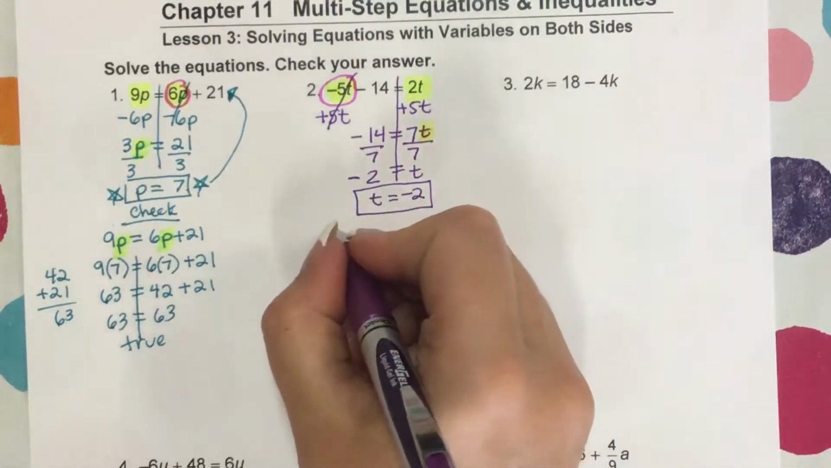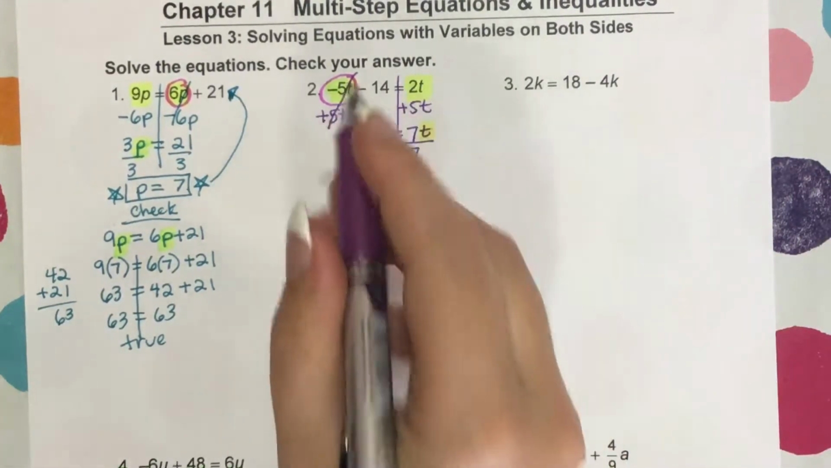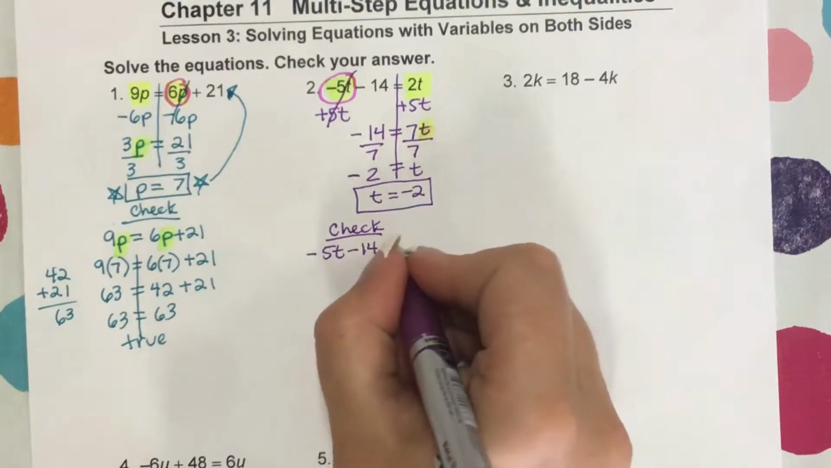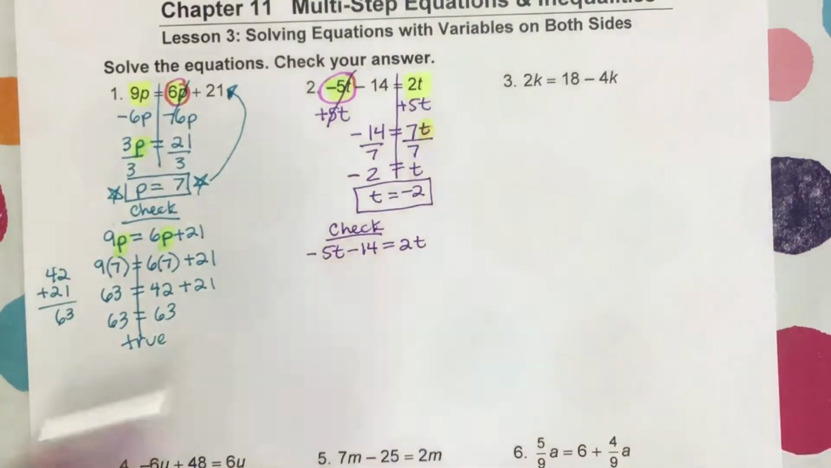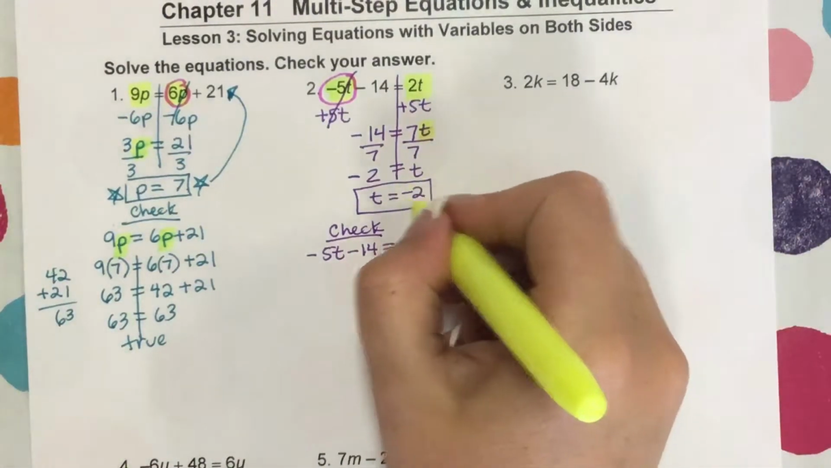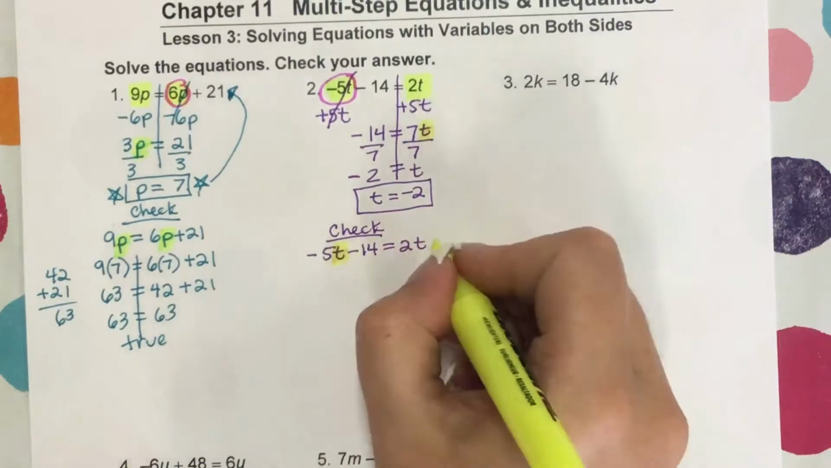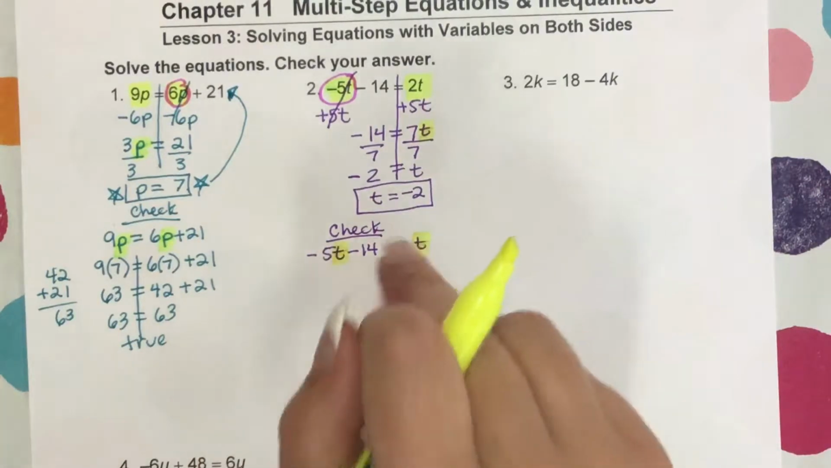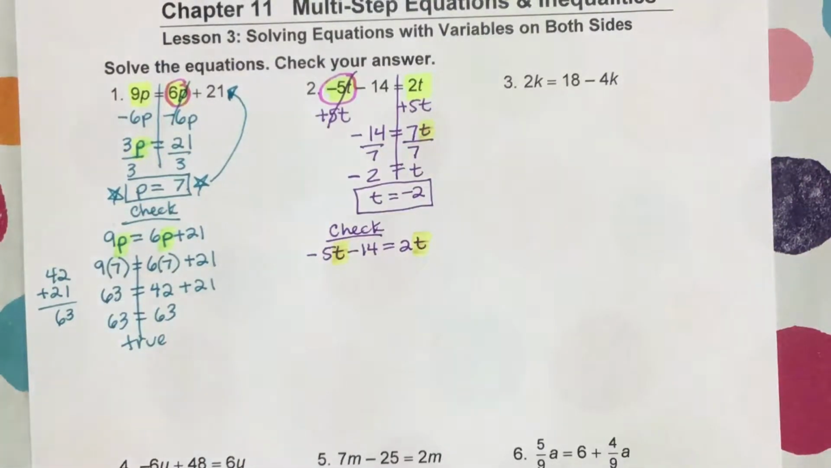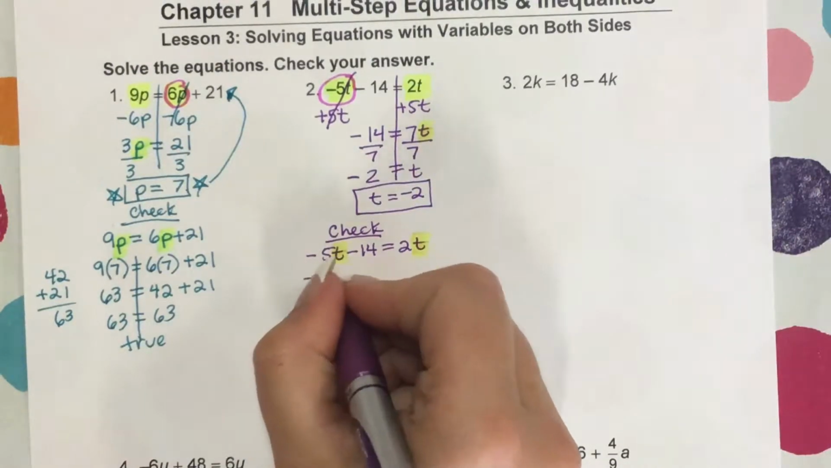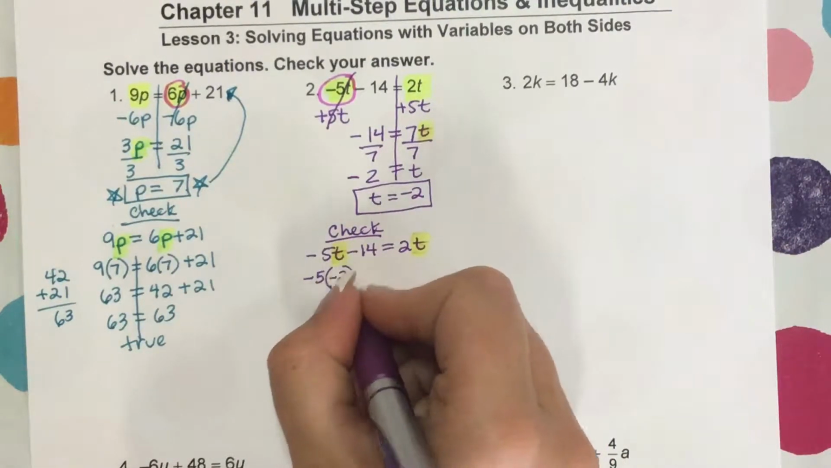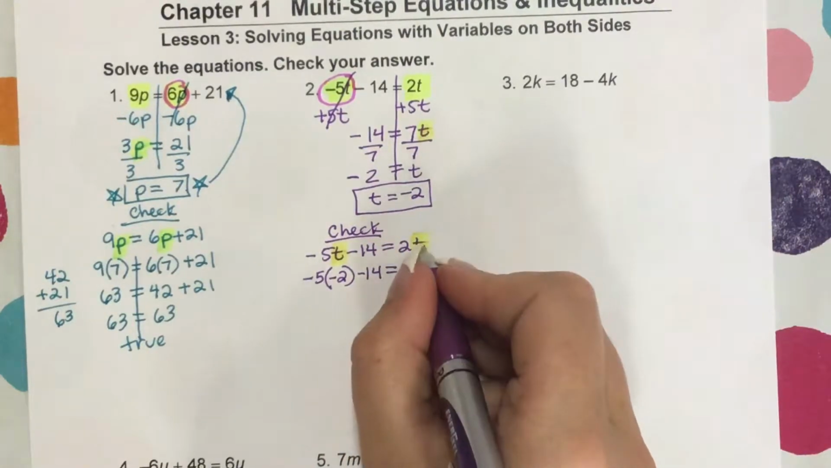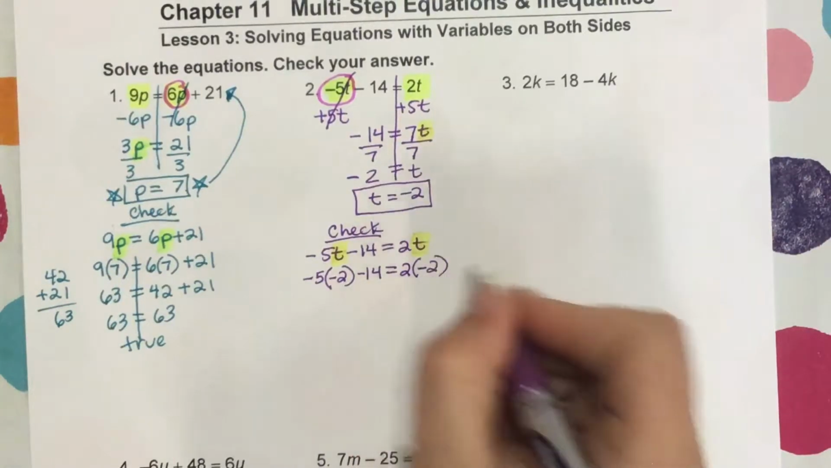Now we're going to do the check. Okay, so I'm going to write the original equation. Negative 5t minus 14 equals 2t. Okay, and I'm going to substitute this negative 2 in for the t here and also in for the t here. Now it's a negative number, and this t has a coefficient, so that means I have to put it in parentheses. So this is going to be a negative 5 times negative 2 minus 14 equals 2 times the t is negative 2, right there.